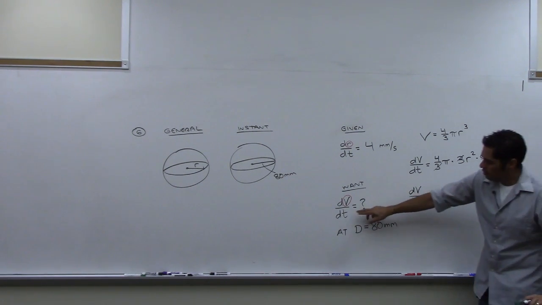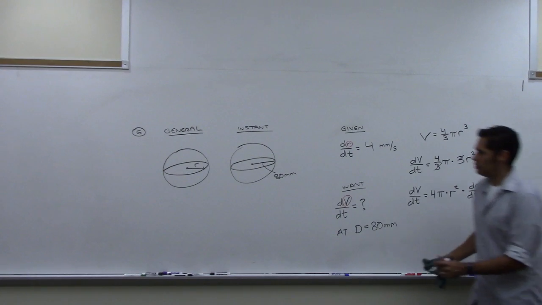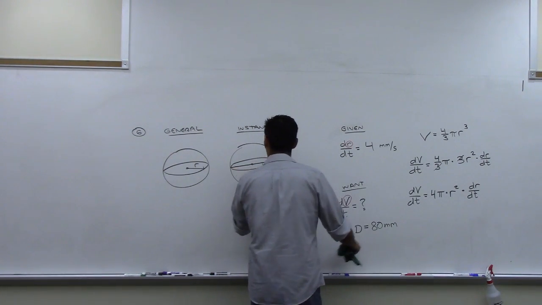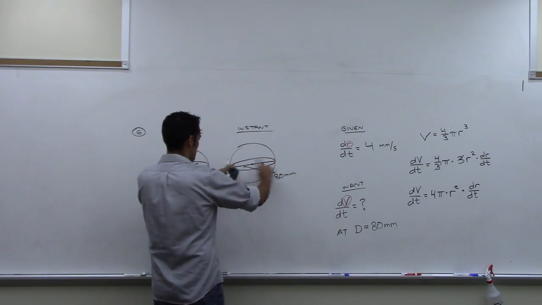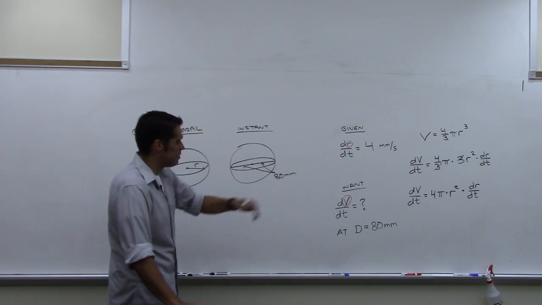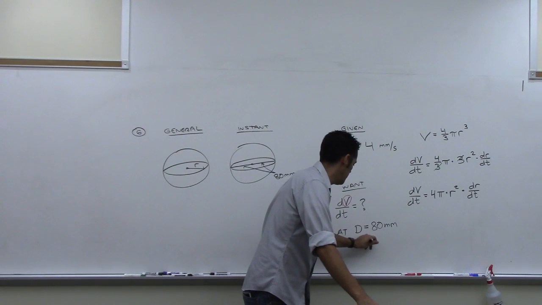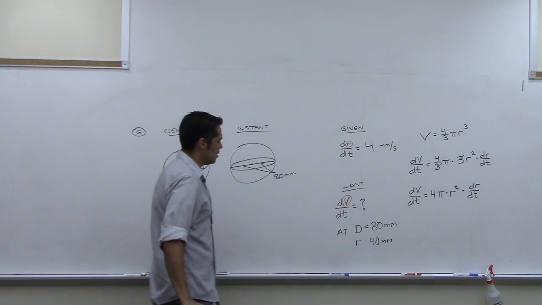dV/dt is what I'm looking for. dr/dt I'm given. But then I also need r, the radius at the instant in time. Oh, shoot, I accidentally wrote that. I'm sorry, that was the diameter, straight across. Let me fix that. The diameter straight across was 80. I want the radius, which is half the diameter, so the radius is equal to 40 millimeters. The only thing wrong there was my picture.